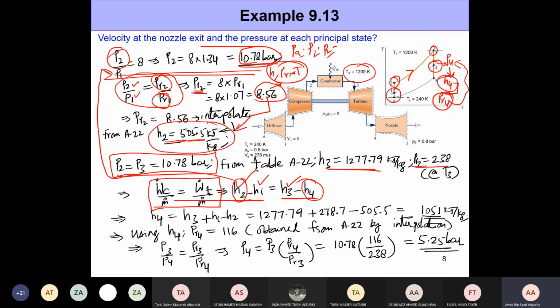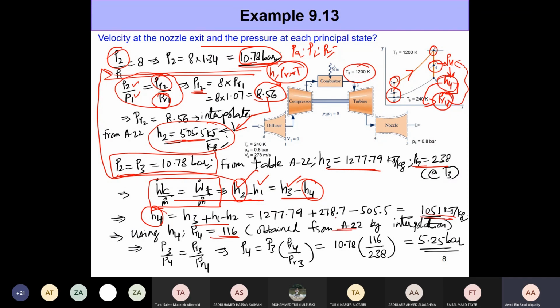From here we have H2, and H1 was already calculated before. S3 is indirectly given in terms of the temperature at state 3. So by plugging in all these numbers for the different enthalpies, we can get H4, and H4 comes out to be 1051 kilojoule per kilogram. Now what do we do with H4? Well, it's the same process. Once you have H4, go and determine PR4. It comes out to be 116, again from table A22 by interpolation.